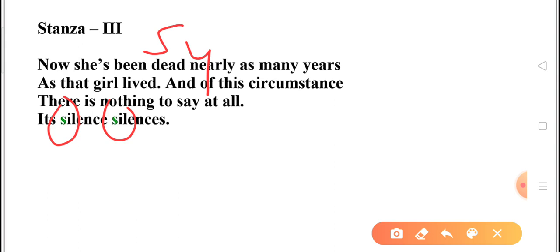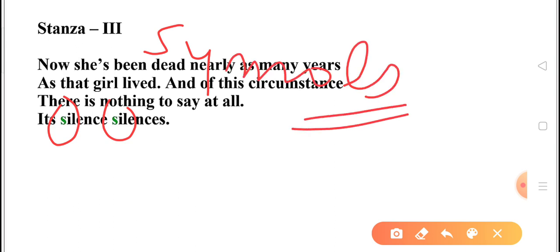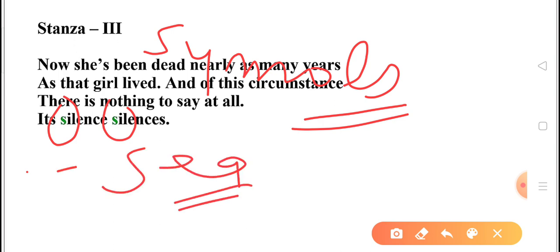One is symbol. So how many symbols are used in this poem? One is the sea. The sea is the symbol of what? The sea is the symbol of longevity of natural objects, longevity of the life of natural objects.